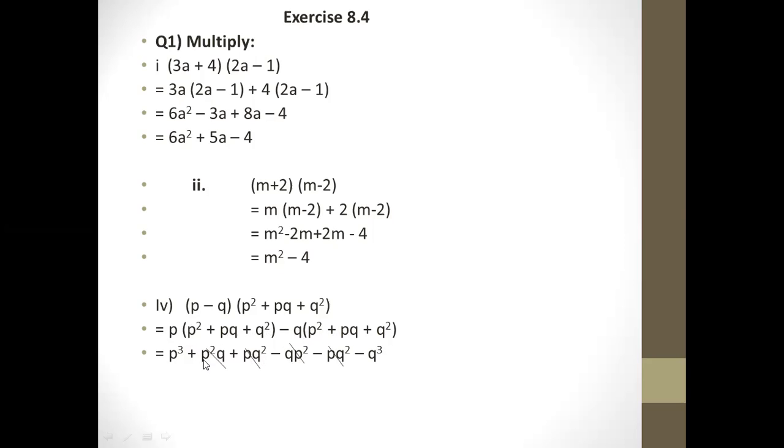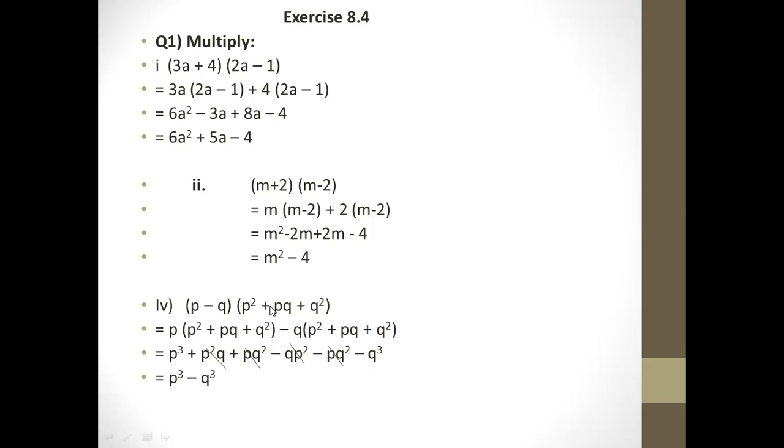Now you can check it. This is plus p square q and this is minus p square q. If their order changes, no problem. So plus 1 and minus 1, we subtract them, they will cancel with each other. Similarly, p with q square and minus p with q square, again it will subtract, so cancel with each other. So we get p cube minus q cube. This is question number 1. Again, I'm going to repeat it.